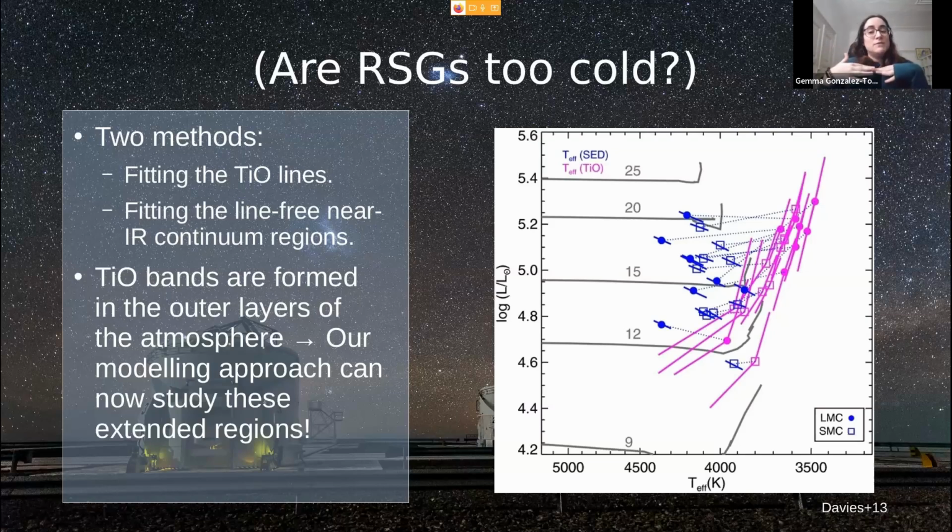And then they found out that, instead of the titanium oxide bands, we could fit the line-free near-infrared continuum region, because this region was formed in the photosphere, which means that we were getting hotter effective temperatures, and we could reconcile it with the evolutionary models. So the main point is that the titanium oxide bands are not formed in the photosphere, but in the extended regions, and the MARCS models don't take into account the extended regions. But if we include the wind, we can reconcile both effective temperature determination methods.